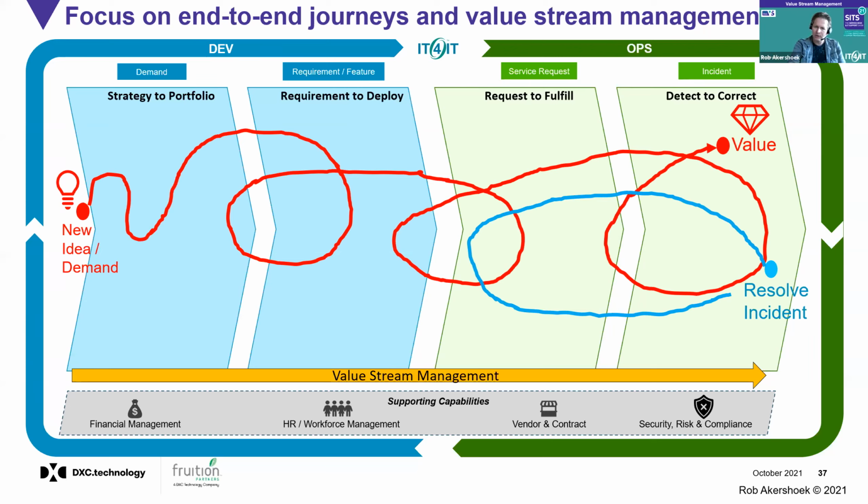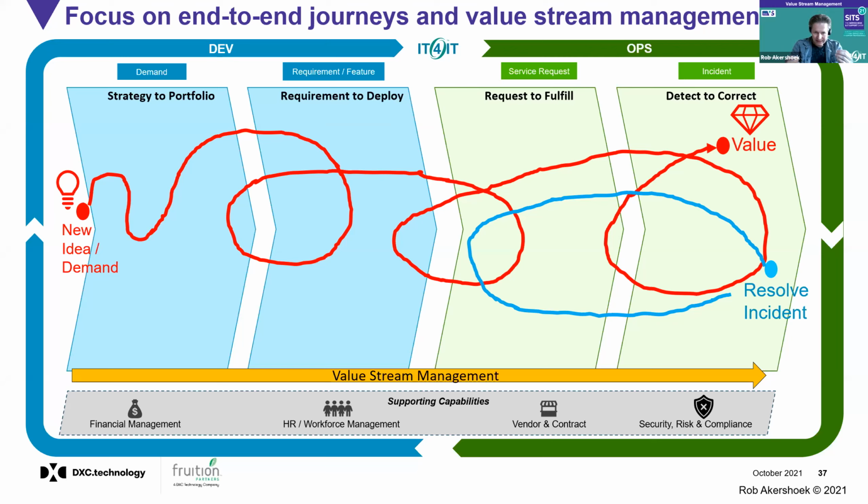We might need to add capacity because we have a performance issue, or maybe we reboot a server, or we want to modify a parameter. So we need to go back to the request to fulfill, fix it, and then the incident is resolved. So the only way to start improving your organization is to think about these value streams first, and then look at what you actually need to improve the capabilities.